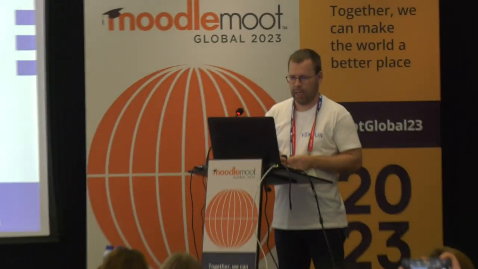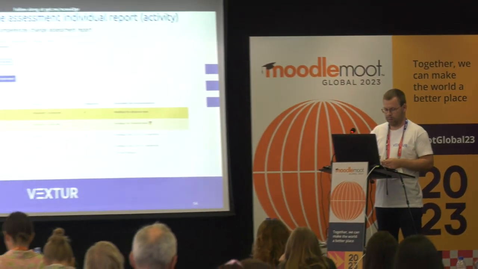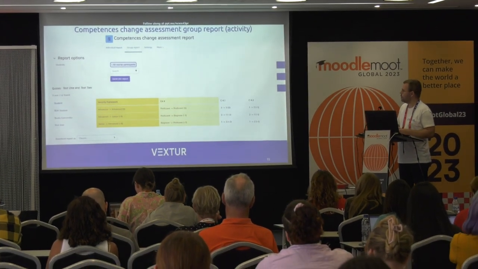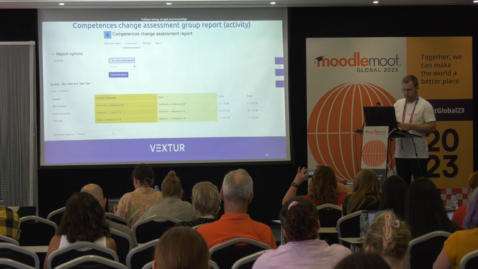Then he completes it, and the change report looks like this. Also, we see the levels in a table, and for example, we see that this student changed his level, for example, protection and personal data, from first level to second level. He gained plus one level. There is some feedback about this change for this specific student. And also we have a group report of the changes of all students in the course.